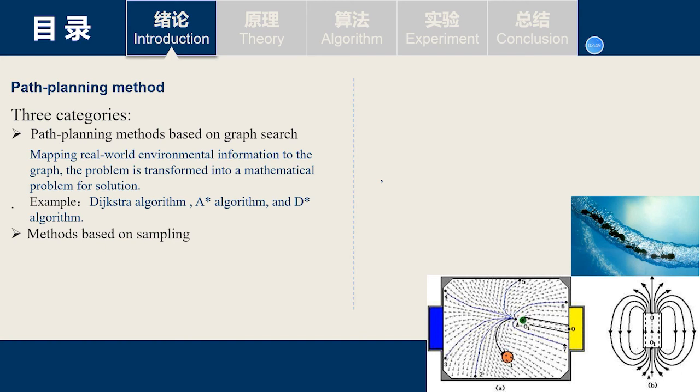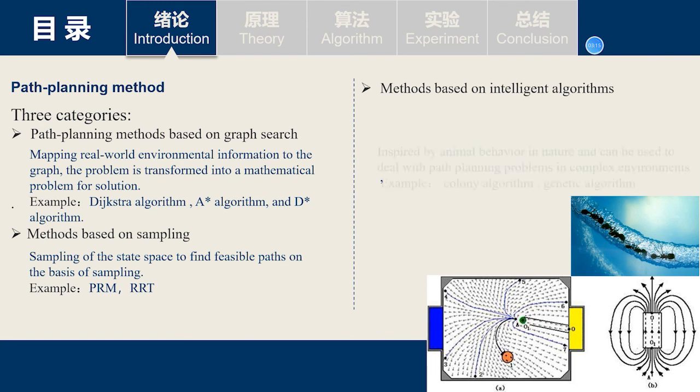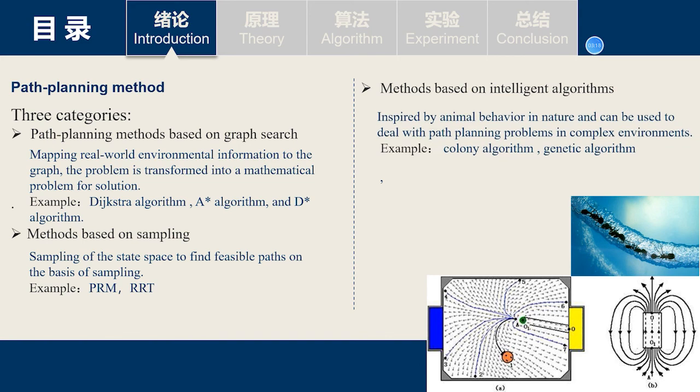intelligent bionics is inspired by animal behavior in nature and can be used to deal with path planning problems in complex environment. Commonly used methods include genetic algorithm. The sampling-based path planning method mainly uses sampling of the state space to find feasible paths on the basis of sampling. The main advantage of this planning method is that it does not need to model the environment and has high applicability. The sampling-based path planning method represents PRM and RRT.